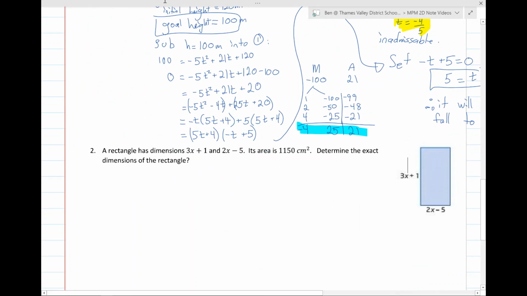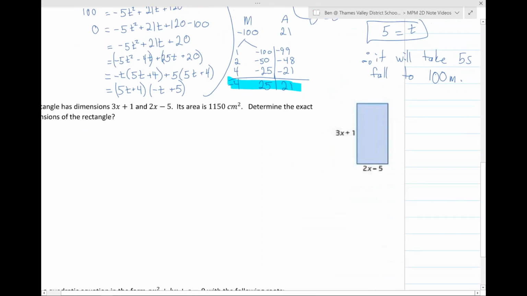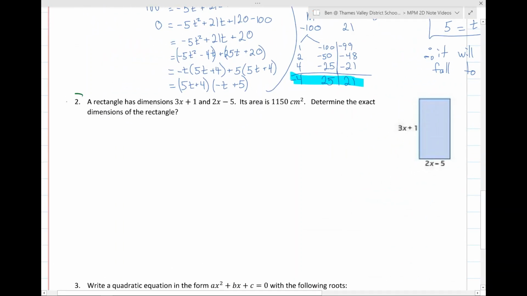And we'll jump forward into one last problem here, one last application. Oops, apparently there is a third after. Number 2. A rectangle has dimensions 3x plus 1 and 2x minus 5. We don't know what x is. Its area is 1,150 centimeters squared. We have to find the exact dimensions of the rectangle. So we need to find the solutions to this, right?